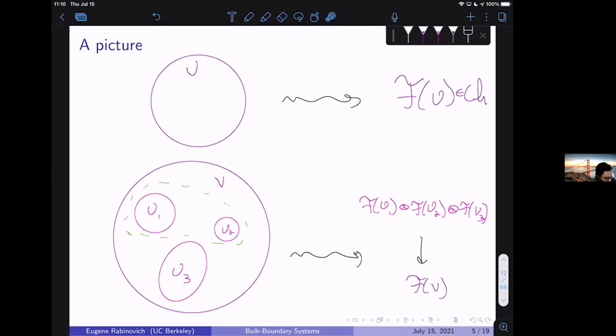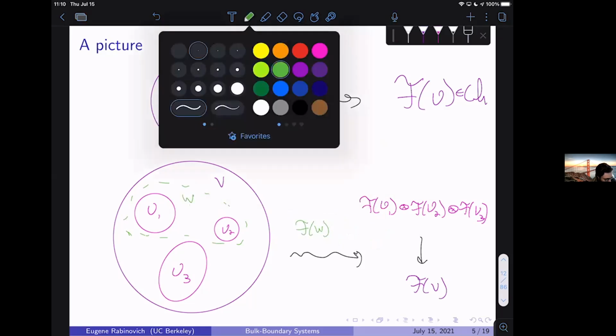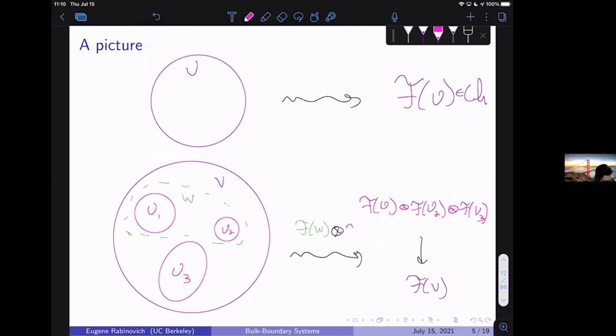So let's say this is W. So we also have F of W tensor F of U3. And we have structure maps going this way and a structure map going this way. And one of the conditions of a factorization algebra is that all such diagrams commute. It's a natural associativity condition, similar to the associativity for associative algebras.